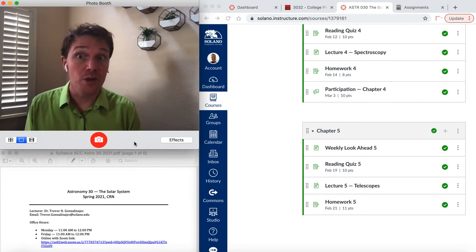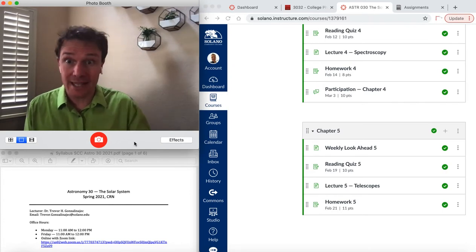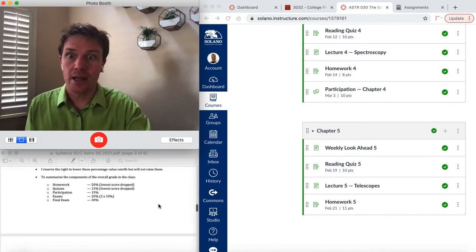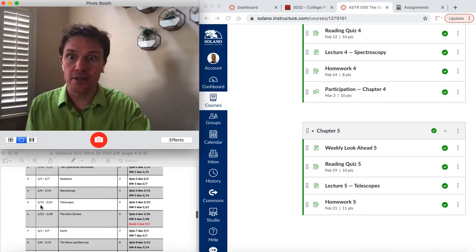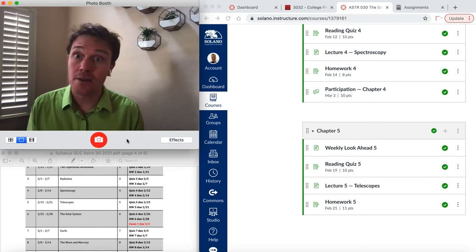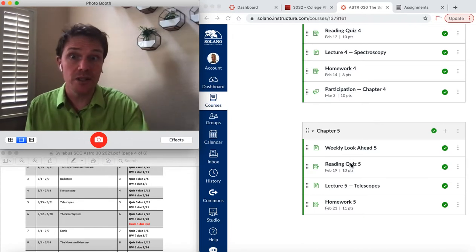Okay, so we're covering chapter 5 this week, which is about telescopes. So let's go down. I got a copy of the syllabus here, the syllabus document. And if you look down here, here we are in chapter 5 on the topic of telescopes, right? Mid-February. Okay, we have a quiz coming up on Friday. I posted that reading quiz, it's already available.